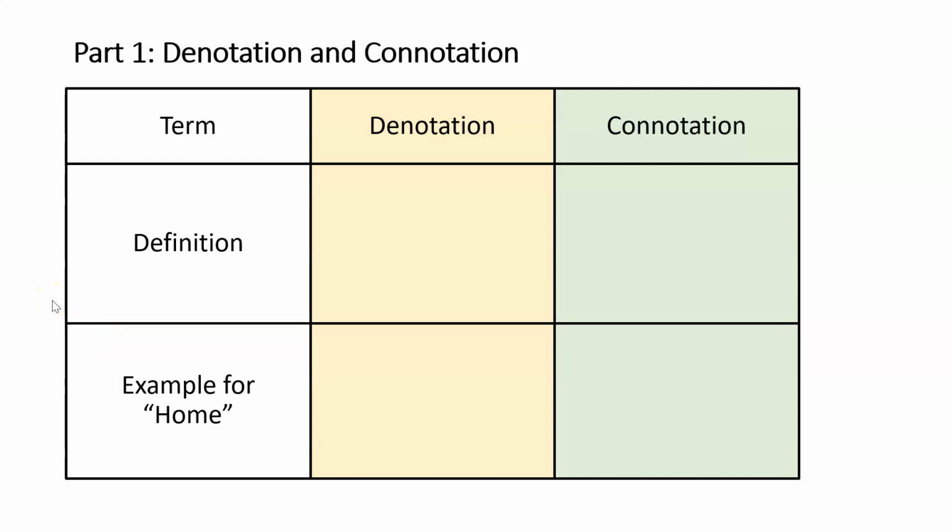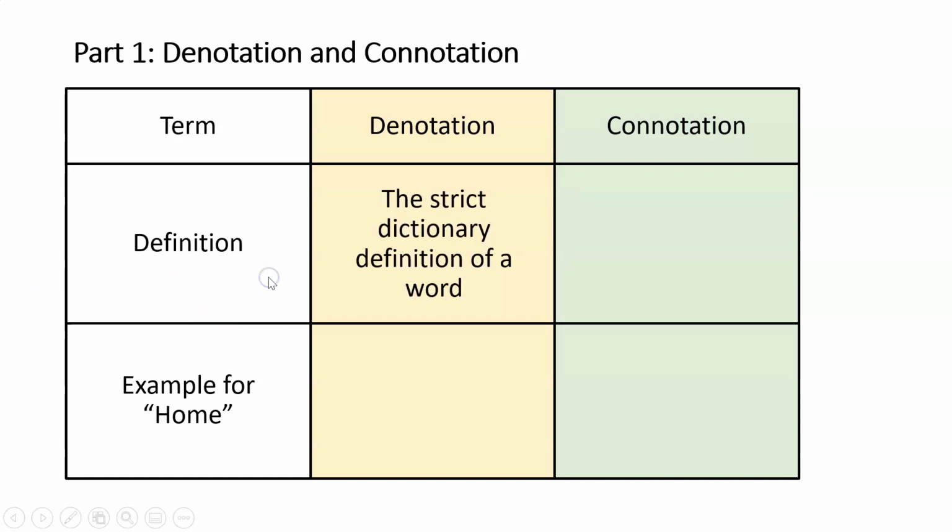Okay, so we're going to start with part one, denotation and connotation. The first thing that we need to talk about to understand how we can analyze individual words is to talk about the definitions of words. Denotation means the strict dictionary definition of a word.